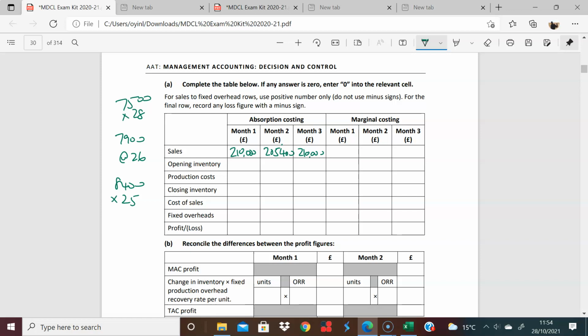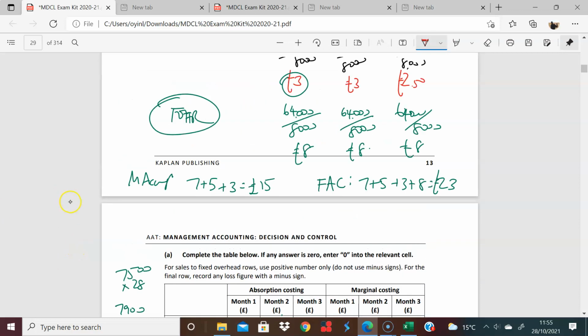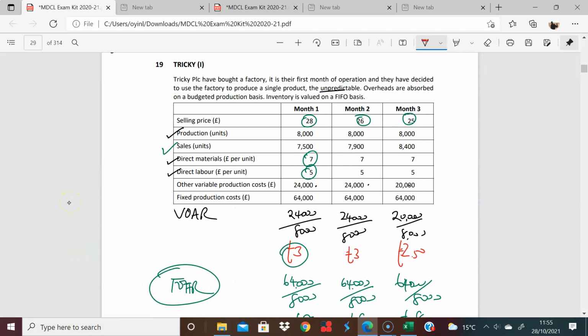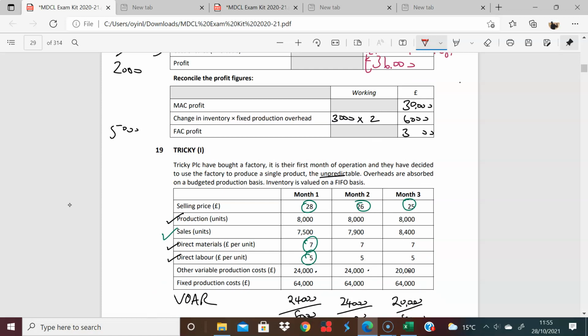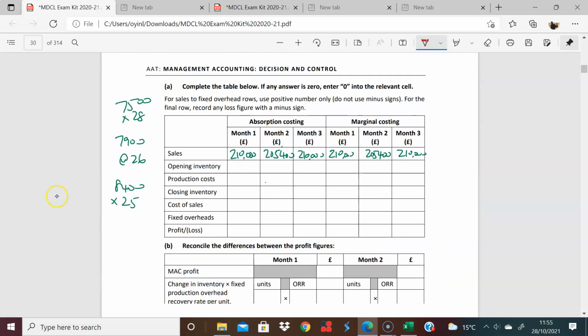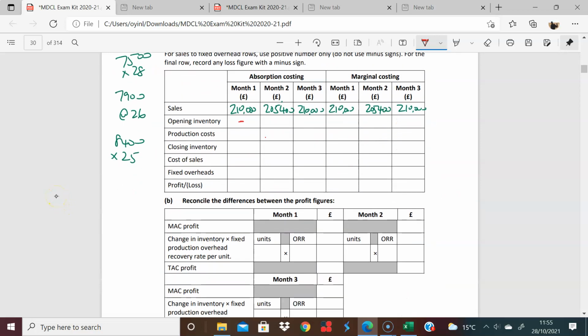The same thing would apply here, of course, so I'll just do that as well. 205,400 to 110, and do the same thing. I'm just going to change my pen color. So opening inventory. Let's go back up here and assess the situation. This is the first month we're producing this, and there is no indication that you had any prior inventory. It says it's your first month of operation. So I hope you will accept that there's no opening inventory.